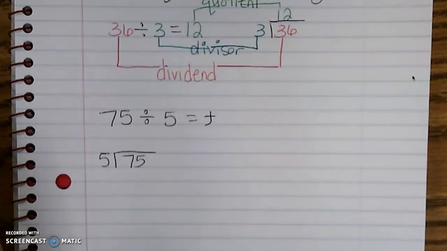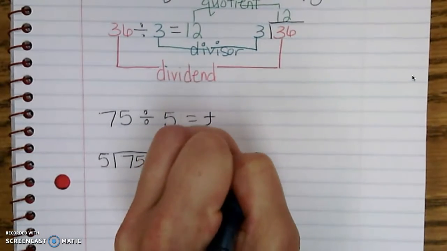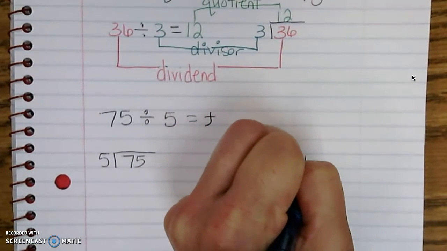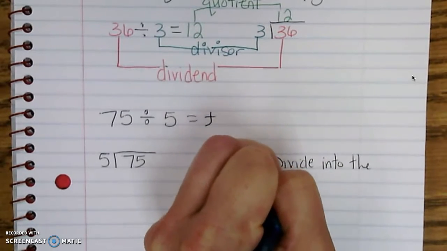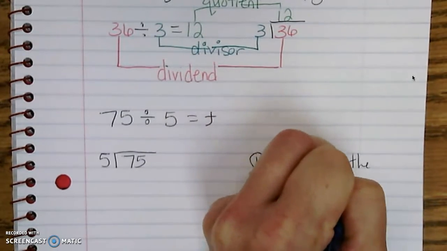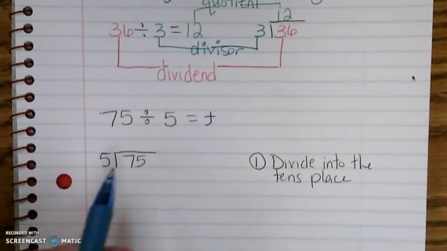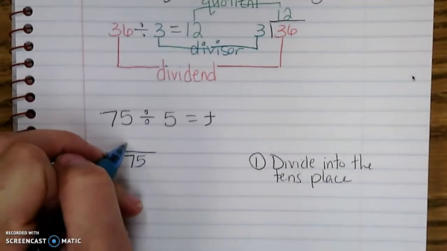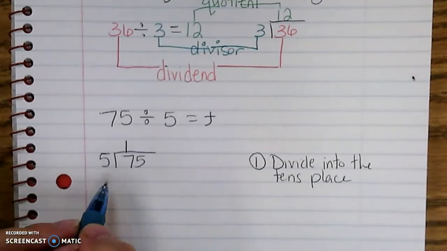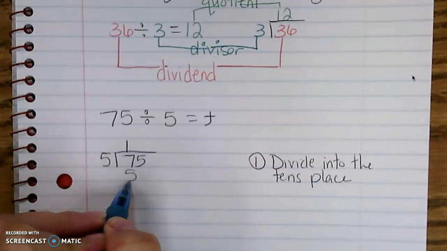So step 1 is to divide into the tens place. And that's here, 5 divided into 7. So I'm thinking, how many groups of 5 can fit into 7? I know 5 times 1 is 5, and 5 times 2 is 10. 10 is too big, and so this must be a 1. So 5 times 1 is 5, and I'm going to put it there.